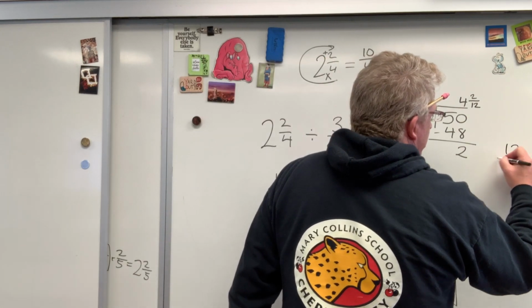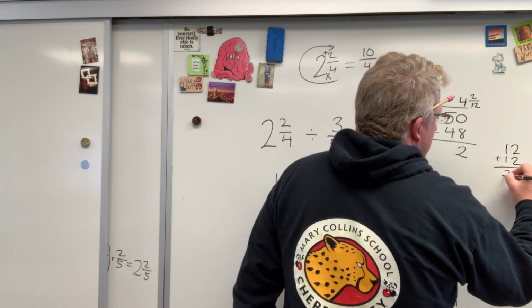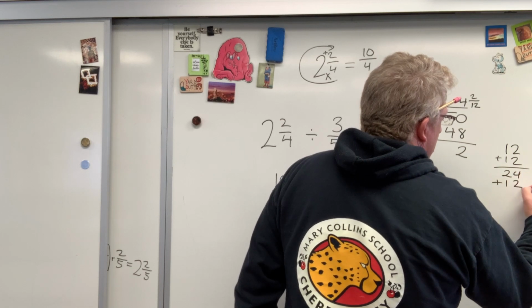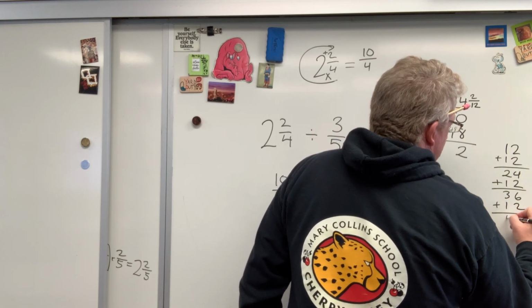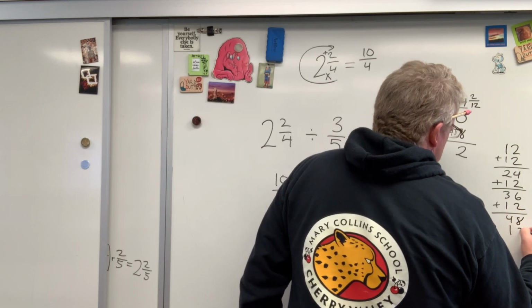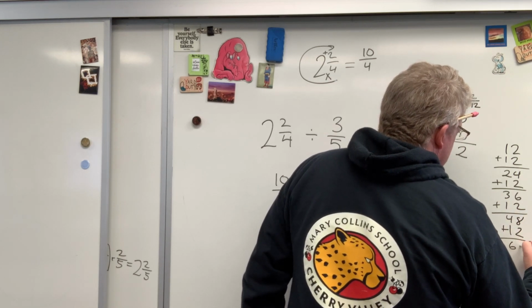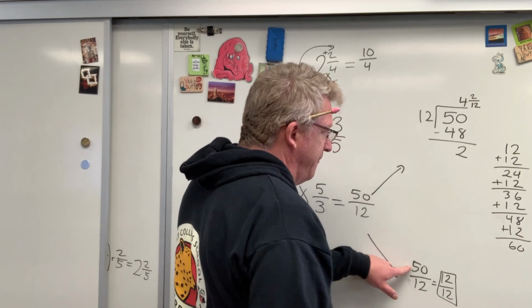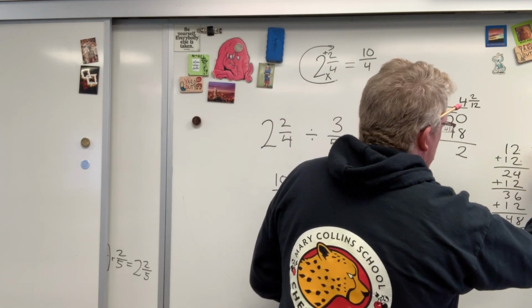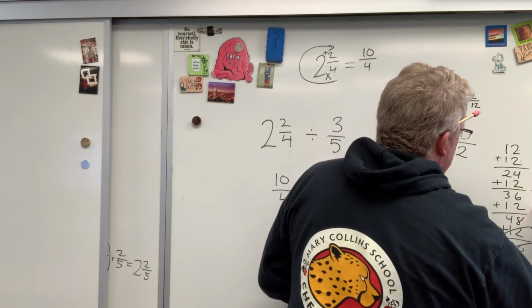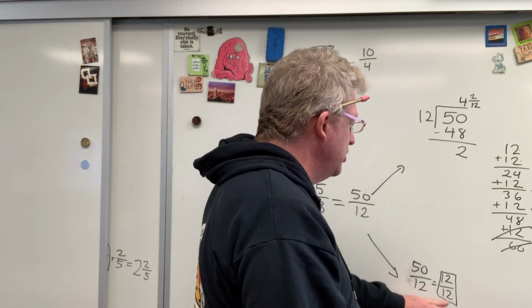You can go 12 plus 12 equals 24, plus another 12, that equals 36, plus another 12, that equals 48, plus another 12 equals 60. Nope, that's too big because we only have 50. So we don't want this one, but 12 times 12, here's one of them, here's two, here's three, here's four. There's 4 giant ones.